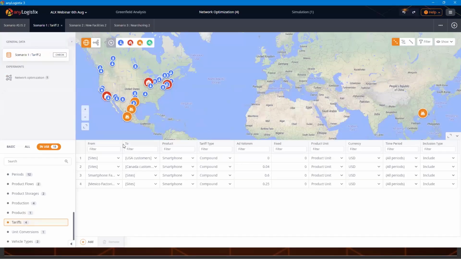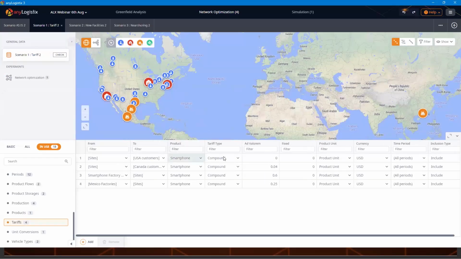There is one table called tariff. Even in the tariff, you have different types of features you can add, like compound, highest, lowest, something like that. We will see what that is. So sites are in the USA. From there are the DCs. So a DC in the USA transferring to a customer in the USA, there is no tariff on it.